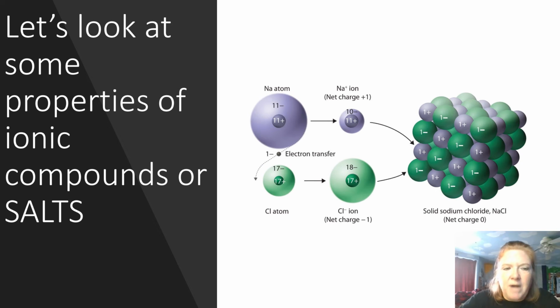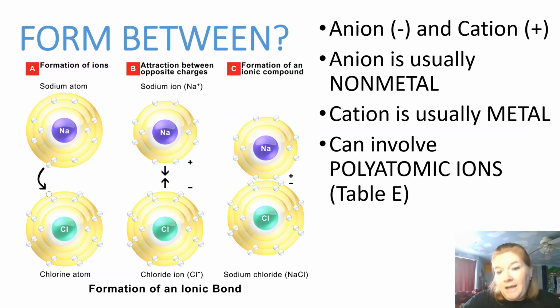So let's look at some properties of ionic compounds. Ionic compounds are also called salts. So ionic bonds, remember, form between an anion, which is negative, and a cation, which is positive. Stuck together, strong bond. The anion is usually a nonmetal. The cation is usually a metal. But remember, it can involve polyatomic ions.